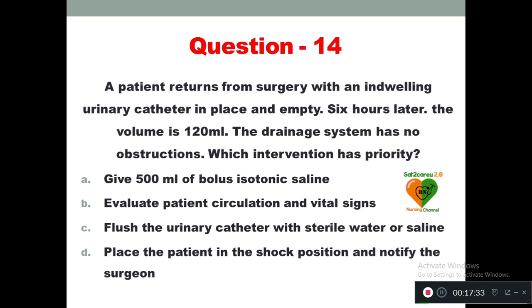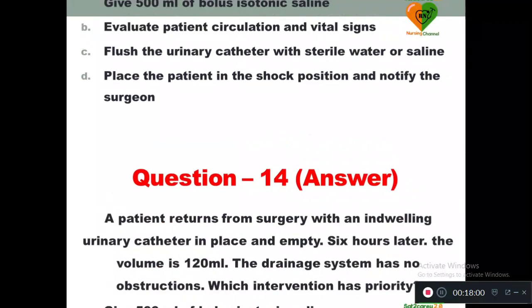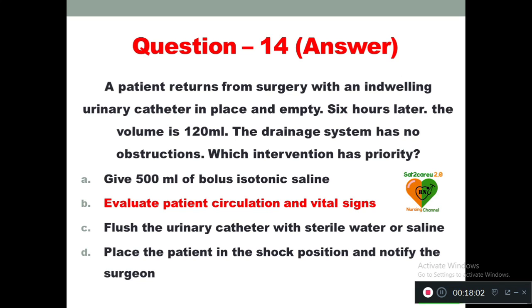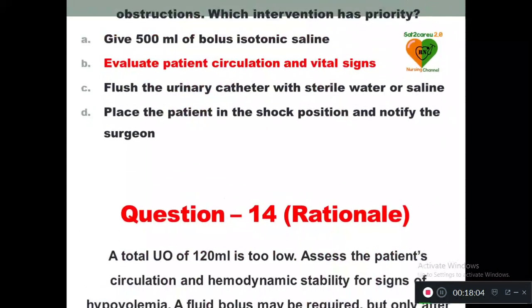C, flush the urinary catheter with sterile water or saline. Option D, place the patient in the shock position and notify the surgeon. So here, an indwelling catheter is in place and the patient has 120 ml of voided urine after 6 hours. The drainage system has no obstruction. Then the intervention that gets the priority will be to evaluate patient circulation and vital signs.